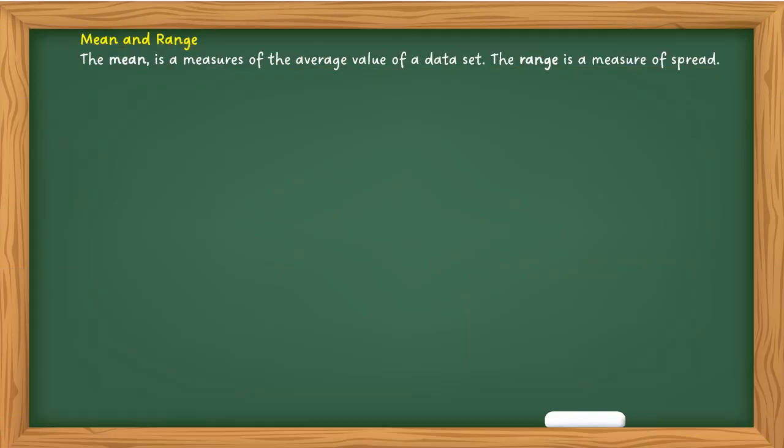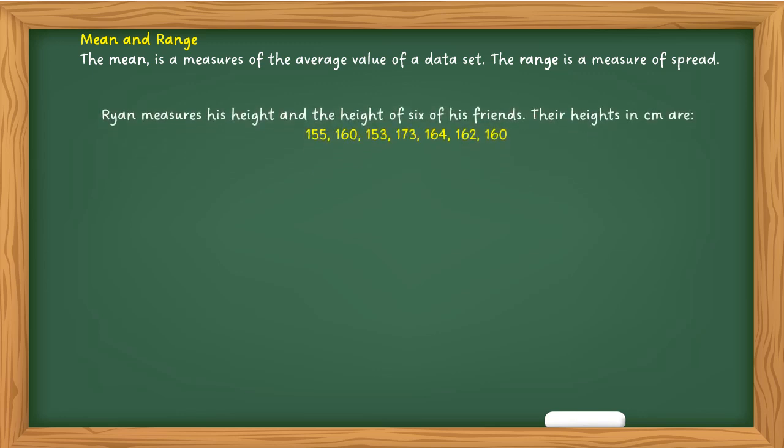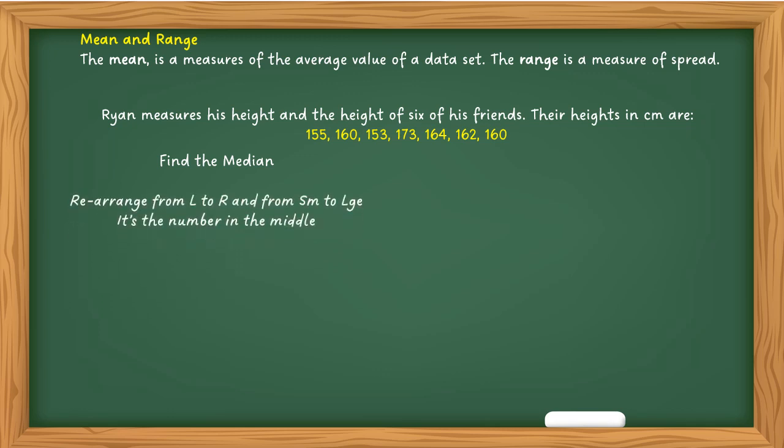Now, we've covered the mean and range, right? So the mean is a measure of average value of a set of data, and the range is just a measure of spread. Now let's look at some other types of averages. Now Ryan measures height, and there's his data again, okay? But this time the question will say find the median, okay? So what is the median? Well, you just rearrange the data from left to right and from small to large, just like you did with the range, okay? And it's the number bang in the middle.